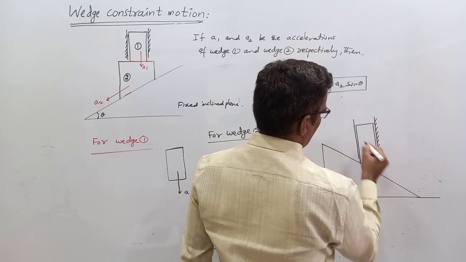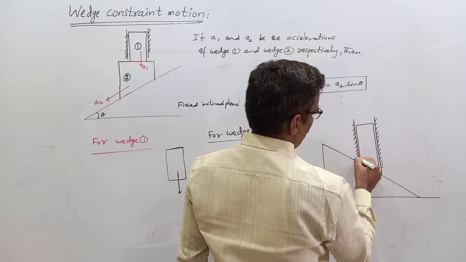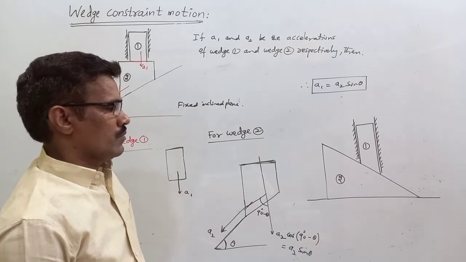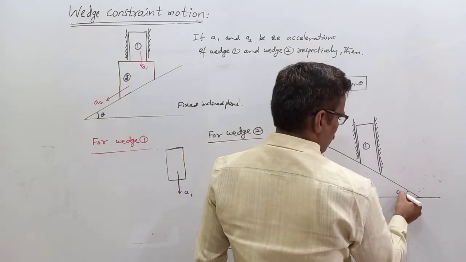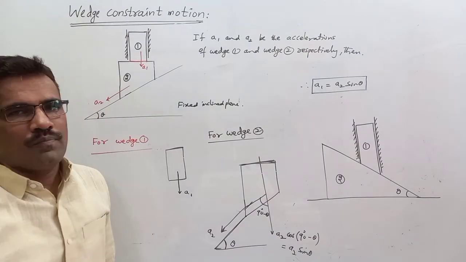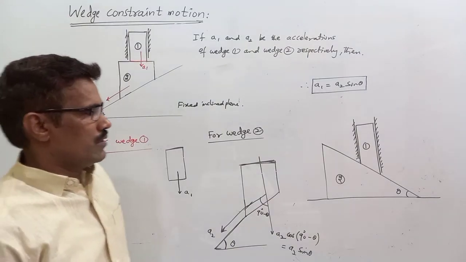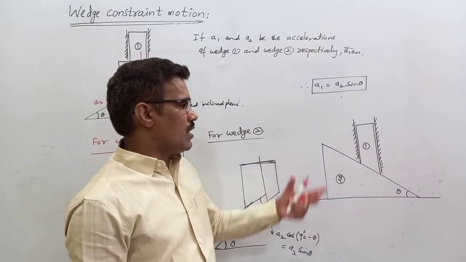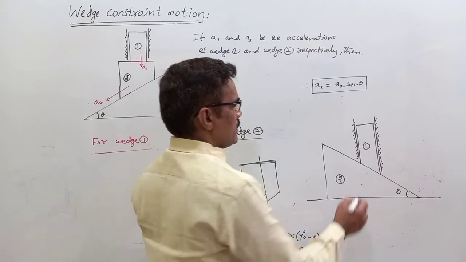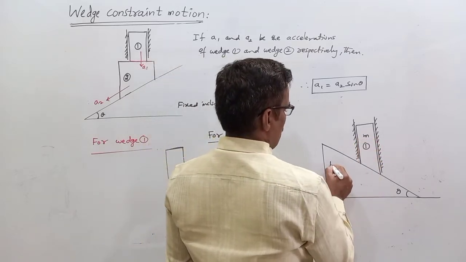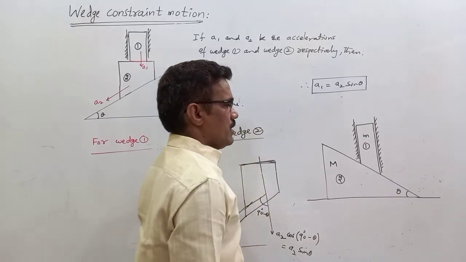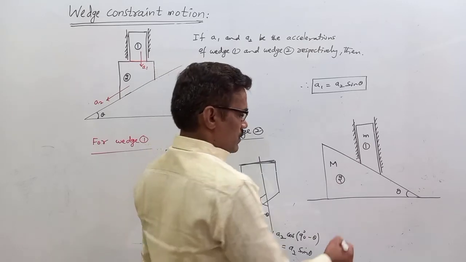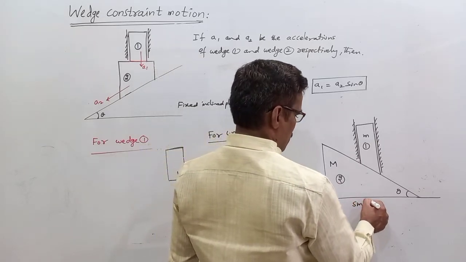Okay. This is wedge 1, wedge 2. Here the angle is theta. Then what is the relationship between the accelerations of 1 and 2? Next, what are the values of the accelerations of 1 and 2? Let us consider the mass of this one is small m, this one is capital M. What is the acceleration of small m, and the acceleration of capital M? Here this is kept on a smooth horizontal surface.